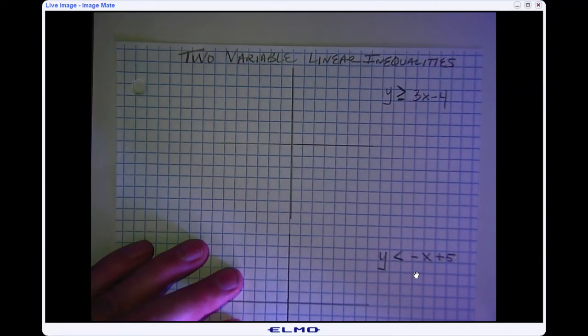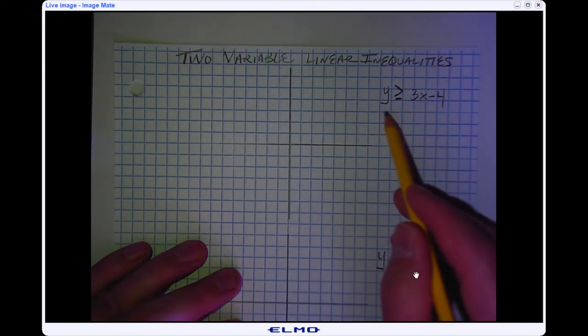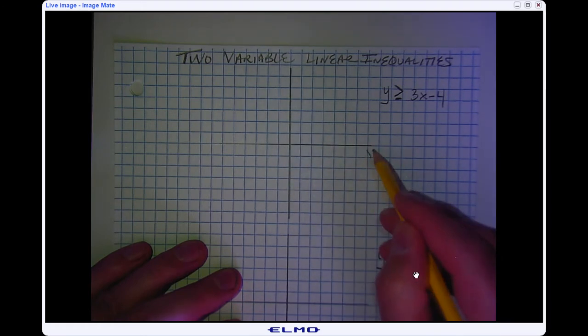This video is to show you how to graph the solutions to an inequality that has two variables in it. The three examples I'm going to go over are all linear functions. So to start with, if you look at the first inequality here, and by the way, my scale for both x and y is going to be 1.